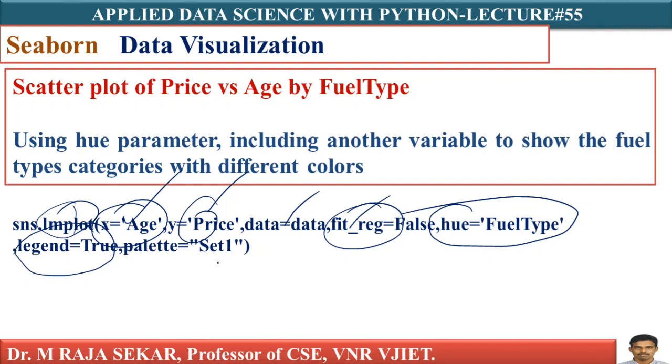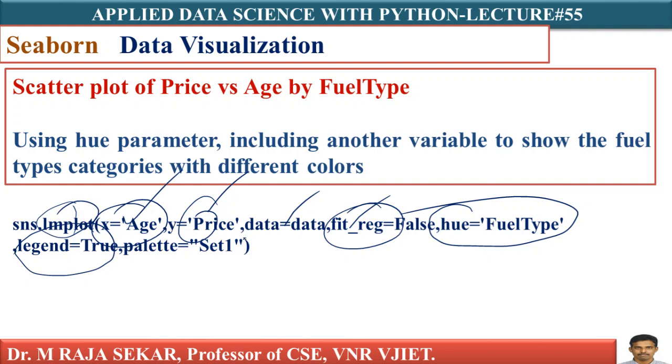I will discuss all these things. For now, just understand there are different types of color palettes. One of them is set1, and I have used set1 as the color palette to color the data points based on the fuel type. This is the scatter plot of price versus age.